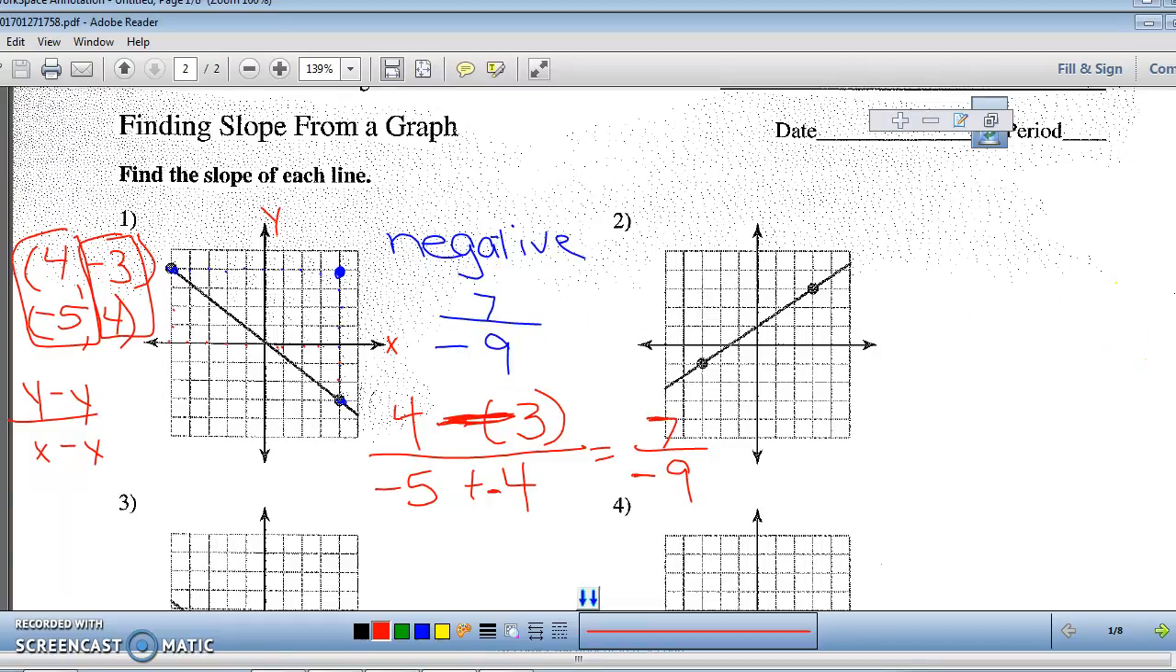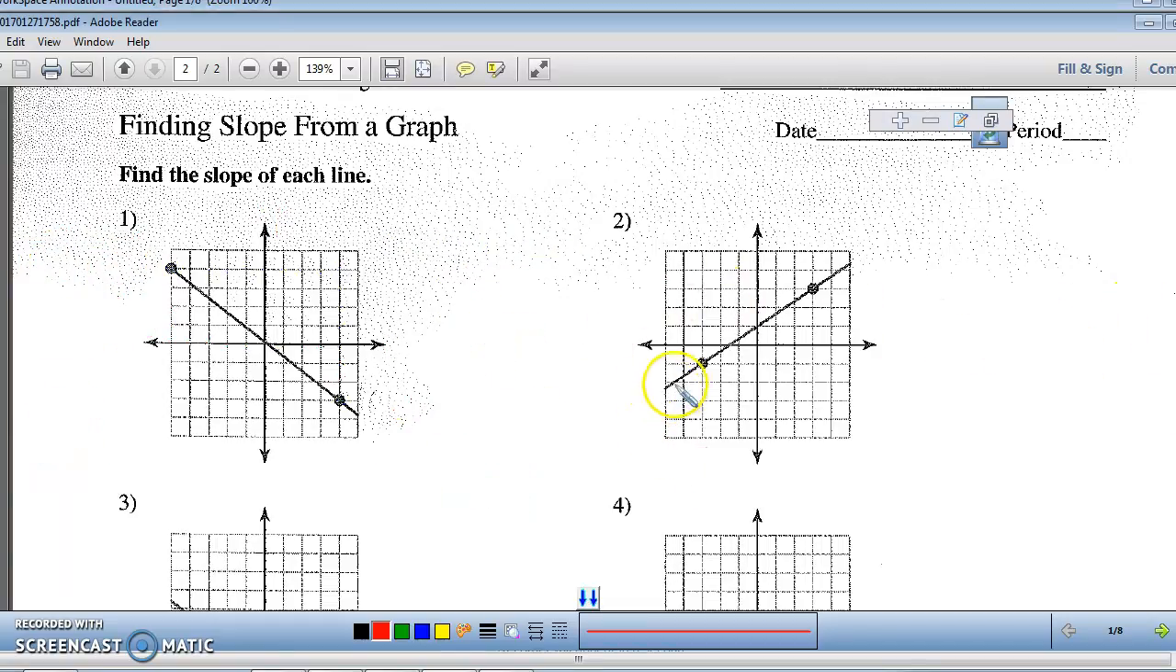Okay, moving to number 2. First thing I notice, it's positive because it's going upwards. So I should get a positive number. My rise over run is going to be up 1, 2, 3, 4 times. And then over 1, 2, 3, 4, 5, 6 times, and that could simplify to 2 over 3.